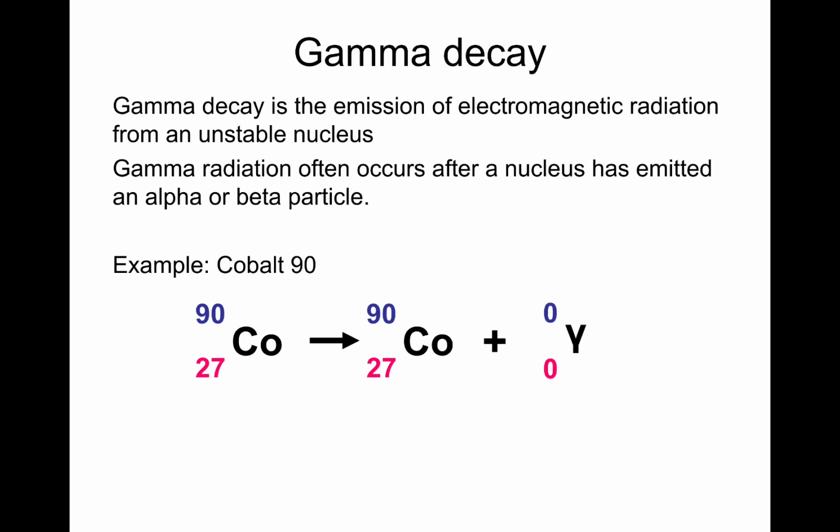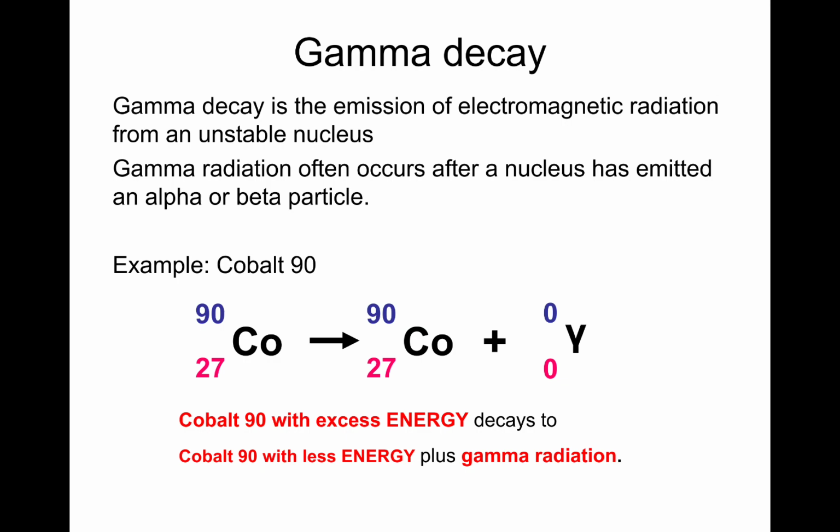So gamma 0, 0. Basically, a gamma decay follows a decay of alpha or beta, where the thing that's produced, in this case cobalt, has excess energy, and what it does is give off a gamma photon or gamma radiation to reach a more equilibrium position, okay, to lose that excess energy.